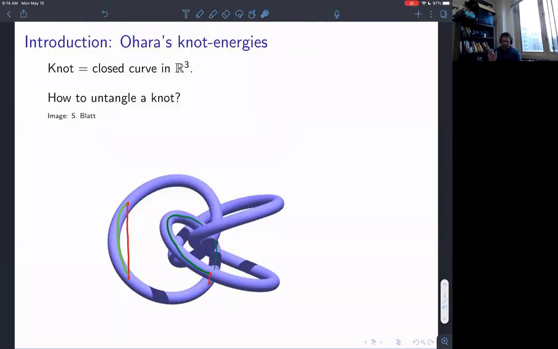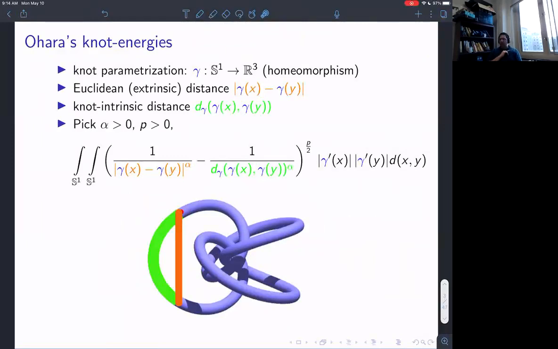All right, if we accept that as some description of something, right? You have to start somewhere. Then you can cook up an energy. Right, and when you have an energy, you can try to minimize it. So that's the plan. So let's take a knot.